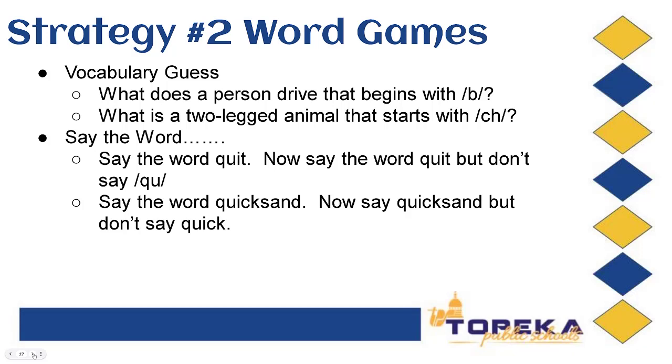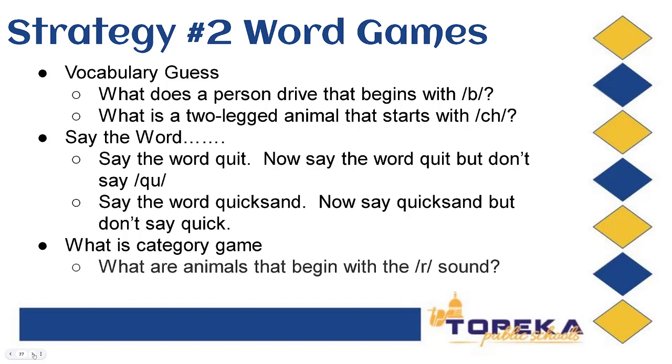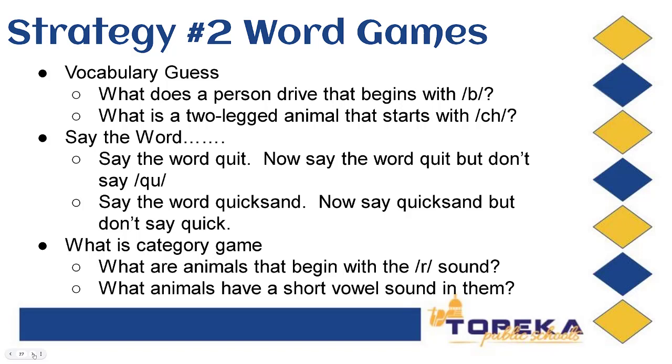So notice it's somewhat like word chaining, but we're doing this with an individual word. We're not chaining them. What is a category game? What are animals that begin with the k sound? So this is kind of like vocabulary guess, but we could have lots of different options of answers. And you could make a category list and keep a list on the board or have someone keep track of them. What animals have a short vowel sound in them?